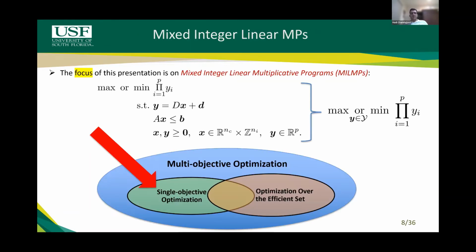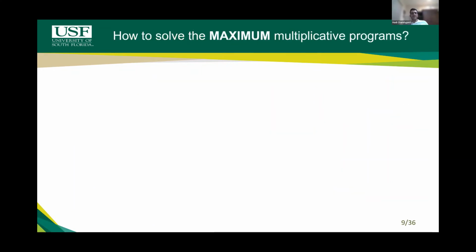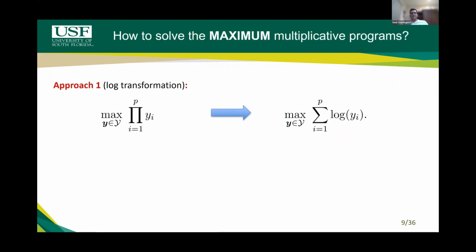Because my talk is going to be mainly from the angle of single objective optimization, I first need to tell you how we can actually solve a mixed integer linear multiplicative program using single objective optimization techniques that are out there. If you're solving a maximization case, a typical approach is to change the problem into a logarithmic form. So you apply a log transformation to the objective function.